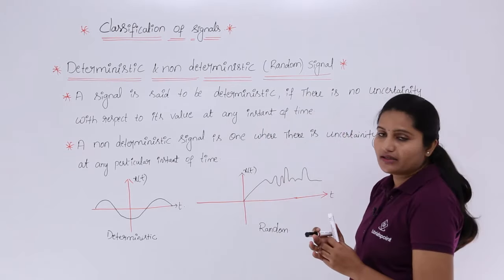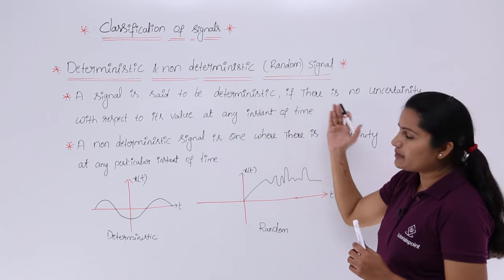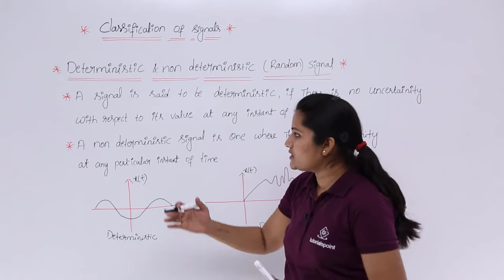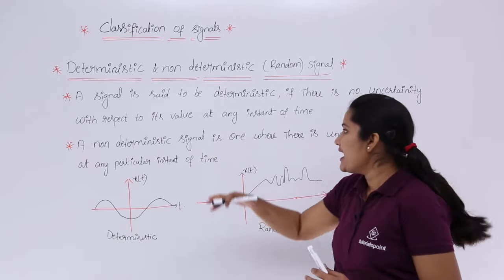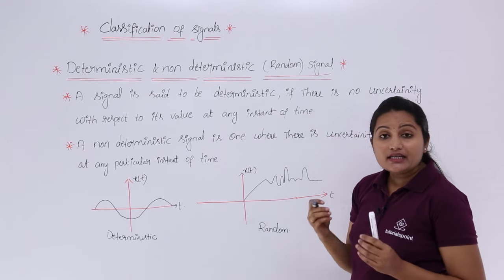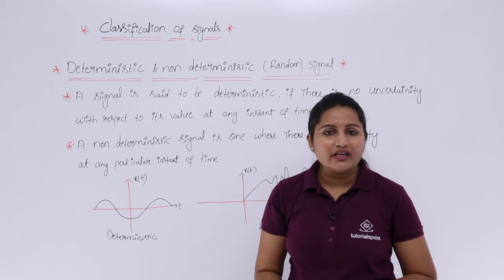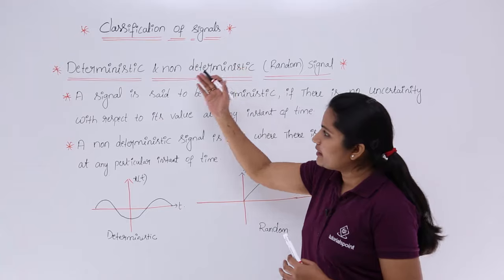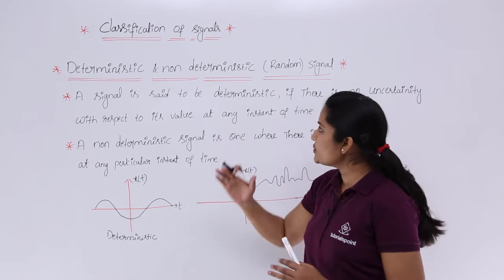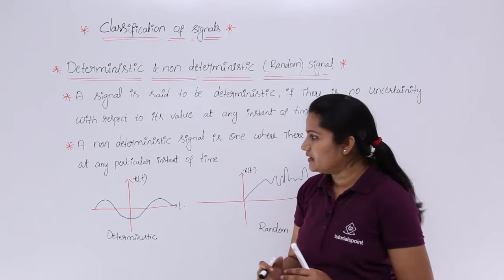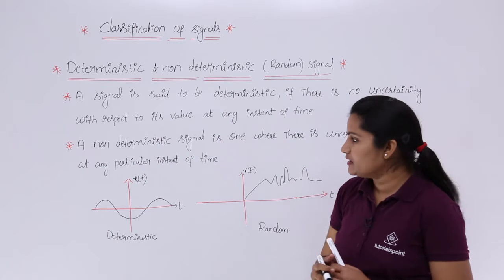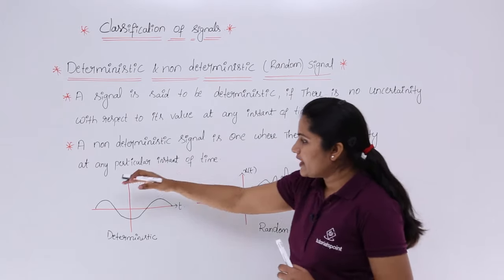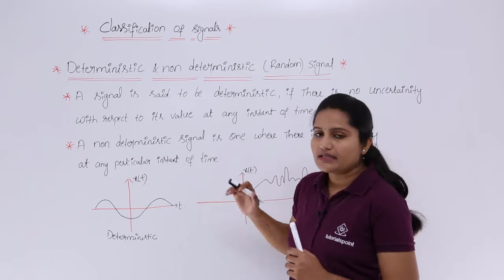If you see the clear definition, a signal is said to be deterministic if there is no uncertainty, that means there is no confusion with respect to its values at any instant of time. At any instant of time, if you are not having any uncertainty or confusion about its values, that is called a deterministic signal. Coming to a non-deterministic or random signal, it is one where there is uncertainty while defining values at any particular instant of time.